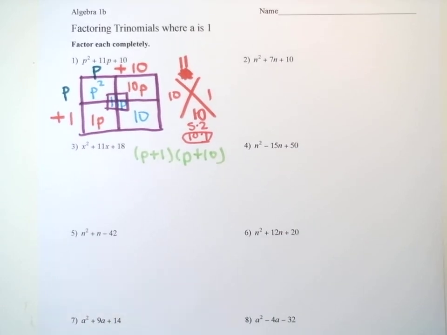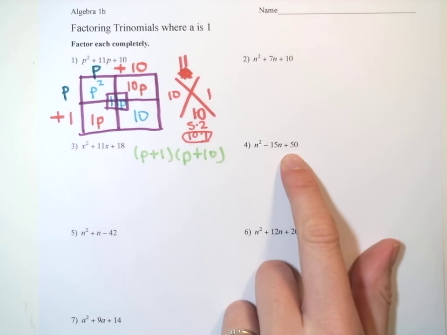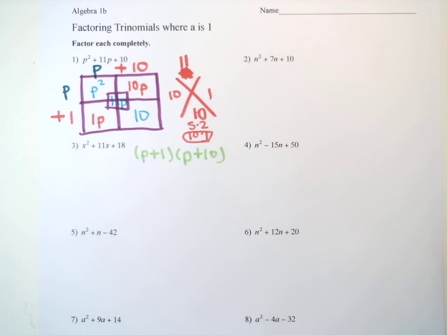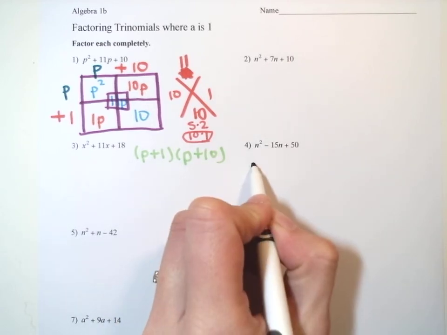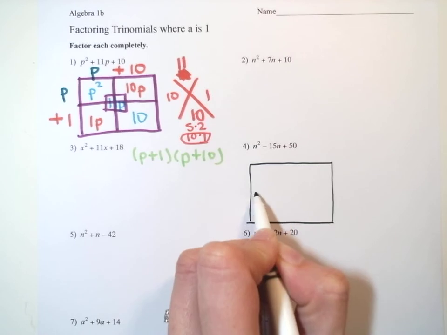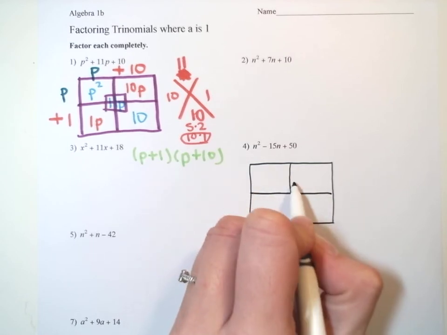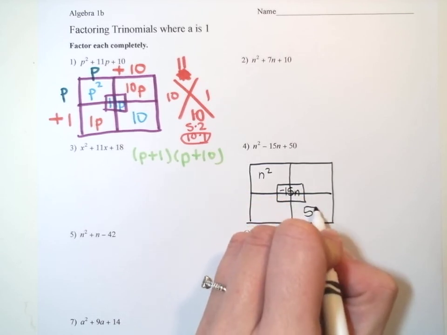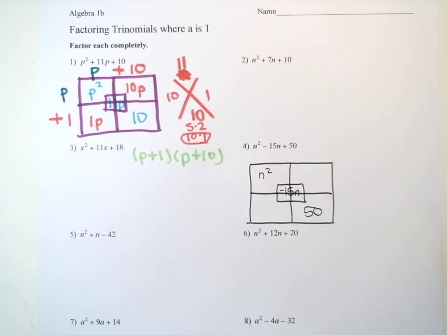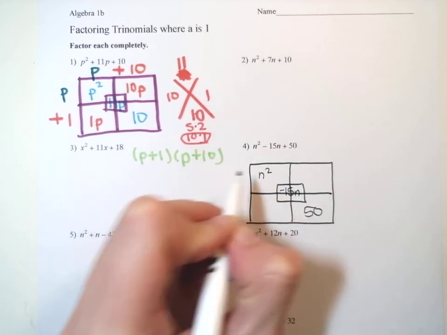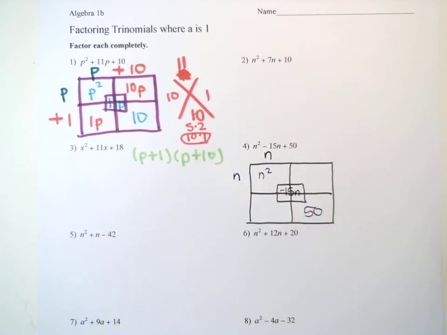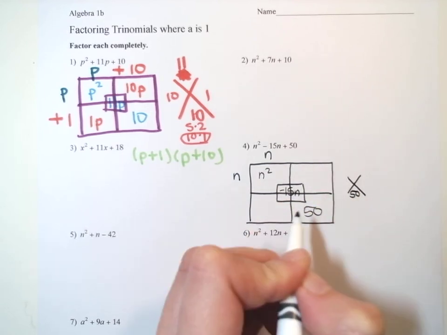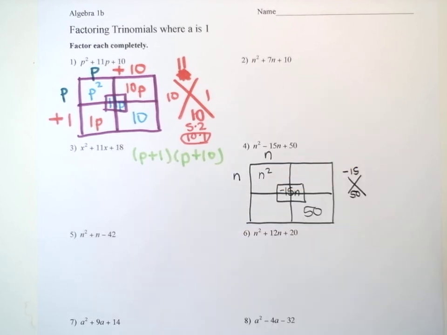Let's do one more that has a negative. So number 4, we have n squared minus 15n plus 50. So again, we need our 4 boxes. We have n squared, negative 15n, and 50. So what multiplies to give us n squared? That's n times n. Now we need to figure out what multiplies to 50 but adds to negative 15.